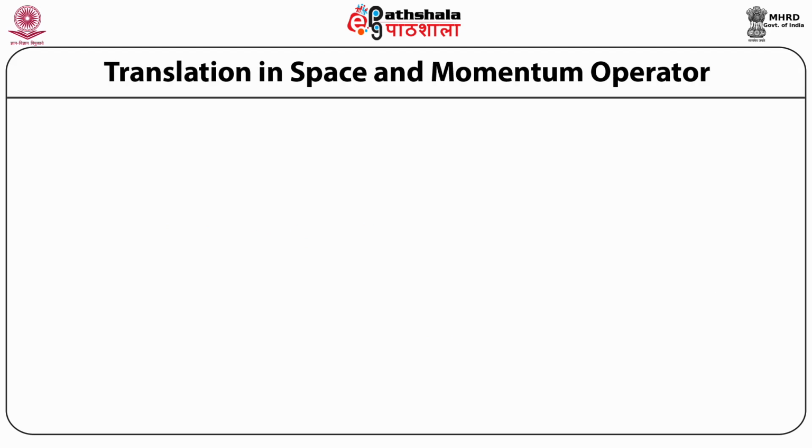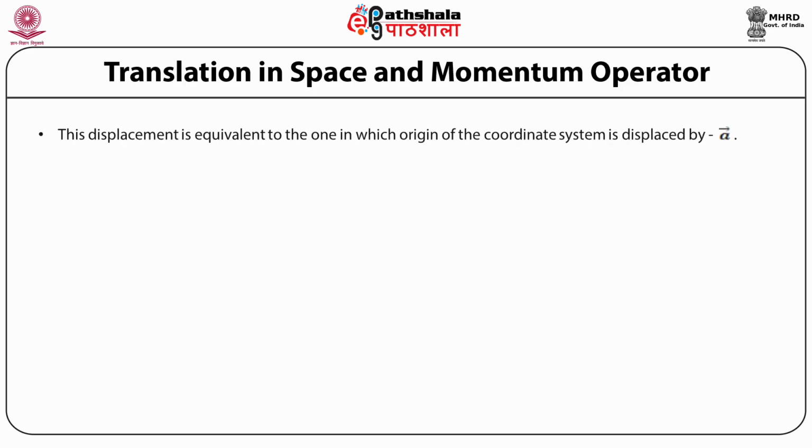Translation in space and the momentum operator. Based on the treatment that we've done earlier, we can say that the displacement, as we defined earlier, is equivalent to the one in which the origin of the coordinate system is displaced by a vector minus a. What we are saying is that if the position vector r is translated to the position vector r prime, where r prime is given as r plus a, the same condition can be replicated if we translate the origin of the coordinate system by the position vector minus a.